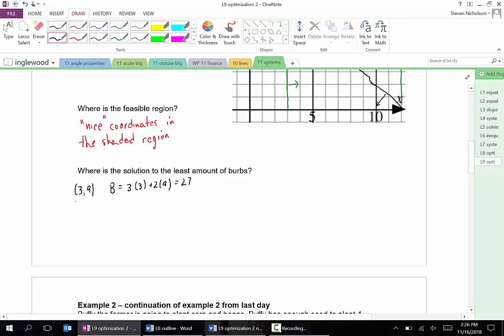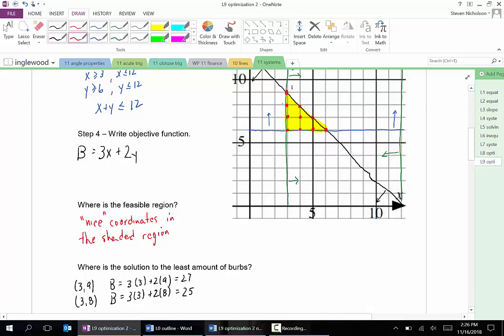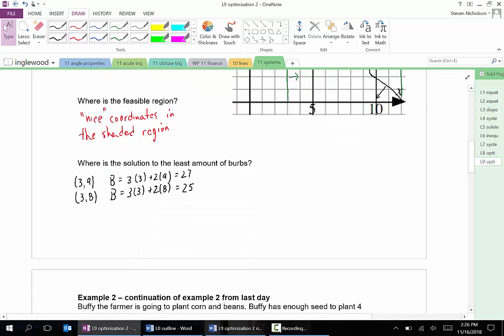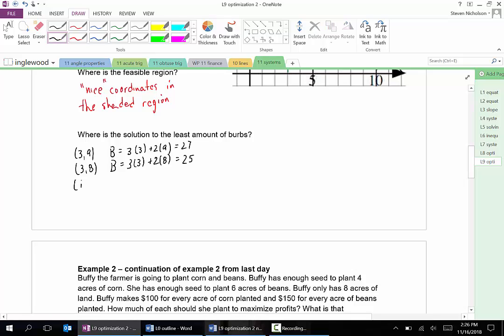Peppers. If you did the one below it, 3 and 8, the burps would be, well, 3 colas and 8 Dr. Peppers, and it would be less. So that would have been point number 2 right here, and point number 3 would be 4 comma 8. This is the last one I'm going to do, and I'm just going to fill in the rest. So B is equal to 3 times 4 plus 2 times 8, and that would be 28 burps. So I'm just going to write the coordinates and tell you the burps for the rest.